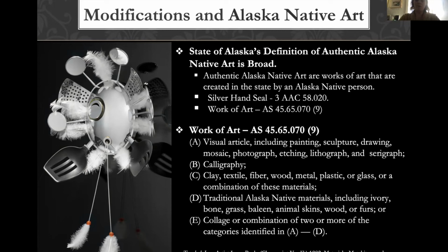So when they started working on the definition of it, they included everything from calligraphy to clay to textile, the fiber, the wood, plastic, glass, or even any combination. They do establish traditional Alaska materials, and they define them as ivory, bone, grass, baleen, animal skins, wood, or furs, or any combination, anything along those lines. So the state of Alaska, when they're defining Alaska Native art, is purposely broad because they're trying to make sure people are included when they're looking at just personal use, not commercial, but personal and commercial, and as broad as possible.